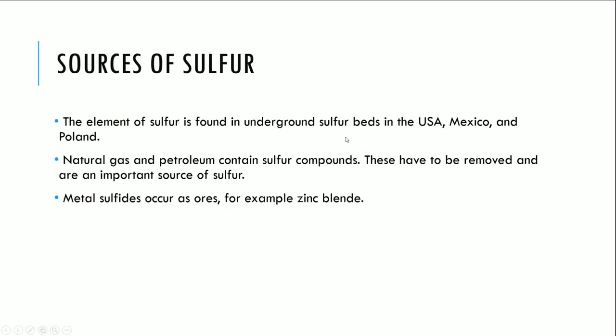The sources of sulfur: it is found mainly in underground sulfur beds in the USA, Mexico, and Poland. Natural gas and petroleum contain a moderate amount of sulfur compounds. These have to be removed and are also an important source of sulfur. Metal sulfides occur as ores, and one example of this is zinc blende, and you should know of this already in terms of the extraction of metals. And if you don't know that, you should go and revise that as well, because they tend to ask you a lot about that in exams.